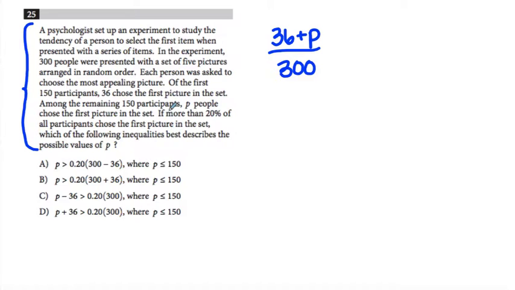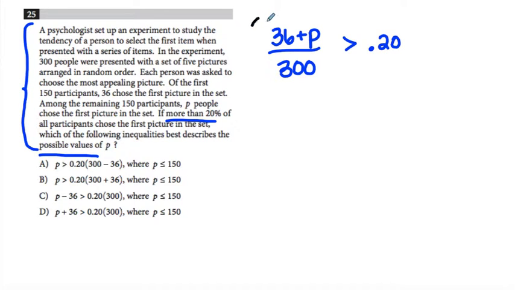All right, then it says, if more than 20% of the participants chose the first set, which of the following inequalities best describes the possible values of P? All right, so more than means greater than 20%, so 0.2. Remember, we don't write percents in expressions or inequalities or equations. We use decimals.